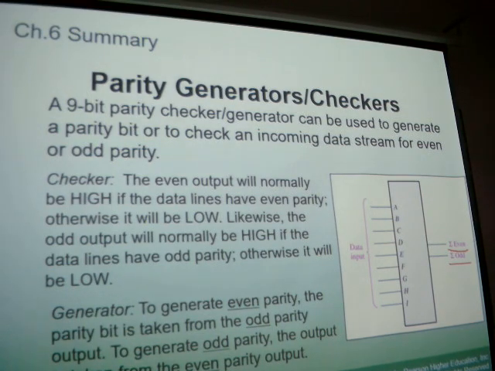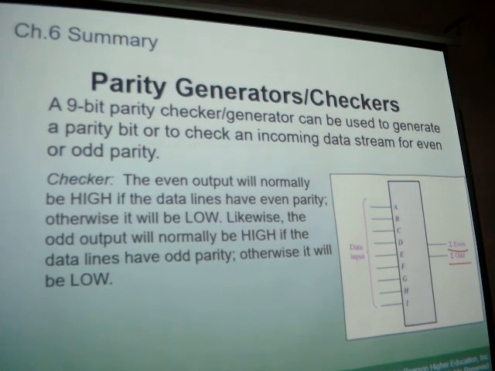First we learn the checker. It is used as a checker. Suppose the input is 1, 0, 1, 1, 0, 0, 1, 1, 0.